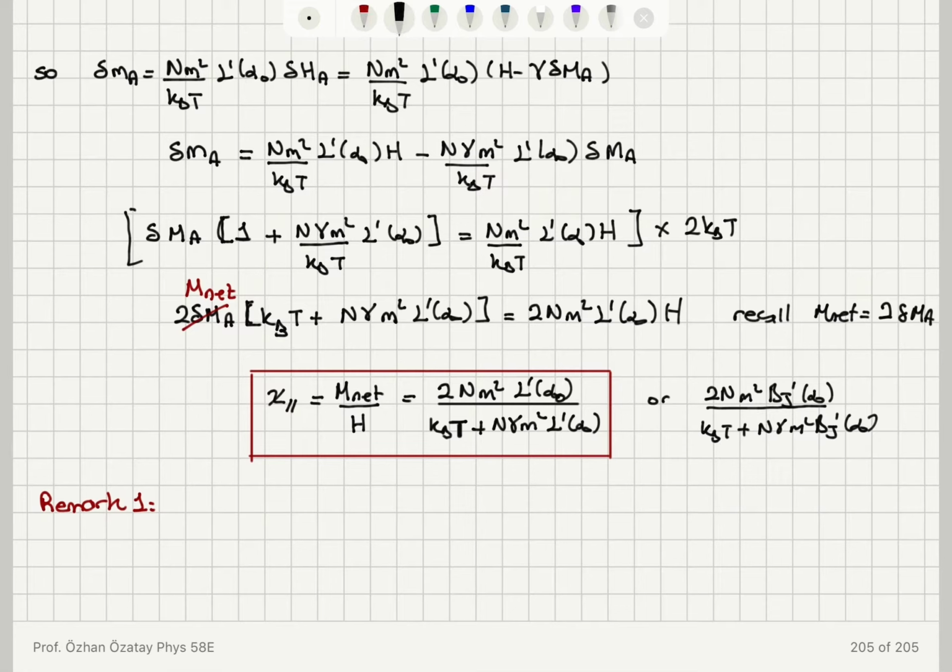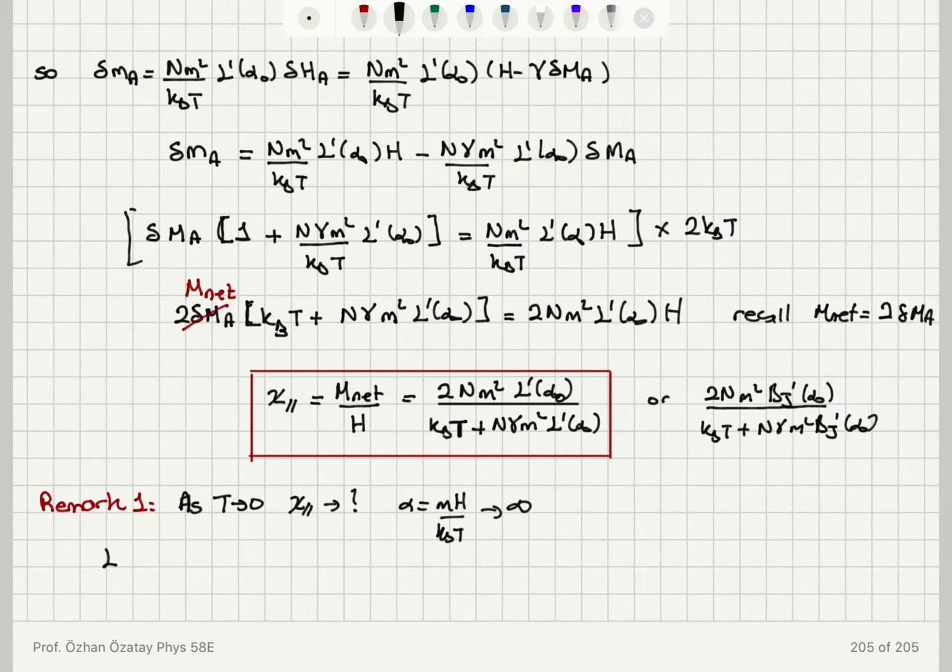What happens to this longitudinal susceptibility as temperature goes to 0? So what is the behavior as temperature goes to 0? What happens to the longitudinal susceptibility? Well, as the temperature goes to 0, alpha equals mH over kBT goes to infinity. So I have to look at the behavior of the Langevin function derivative.